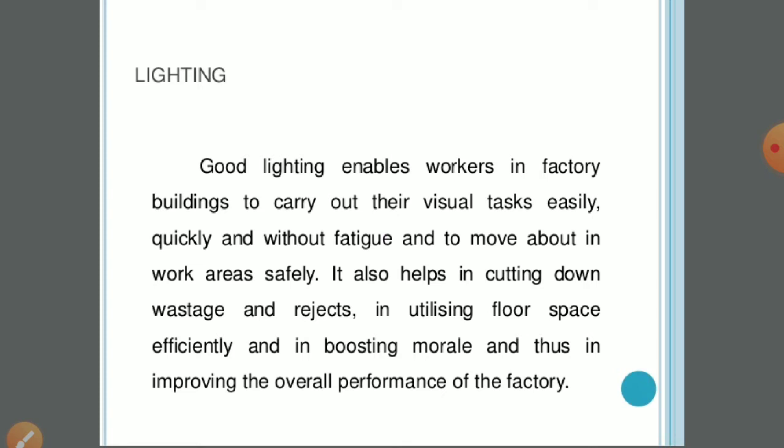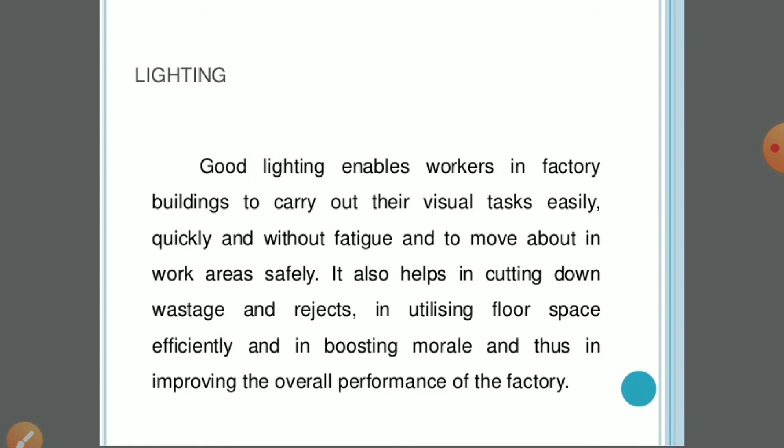Good lighting enables your workers in the factories, industries, or buildings to carry out the work in a very efficient manner. If the lighting is poor, the work will be reduced. That means good lighting enables the workers in the factory buildings to carry out their visual tasks easily. Any visual task or accurate task requires proper lighting, then it is easy for them to do that particular work quickly and without any fatigue, and move about in work areas safely. So they can move around the work area very safely.